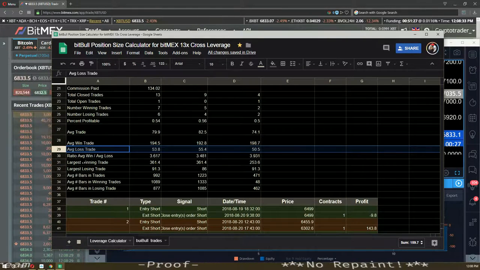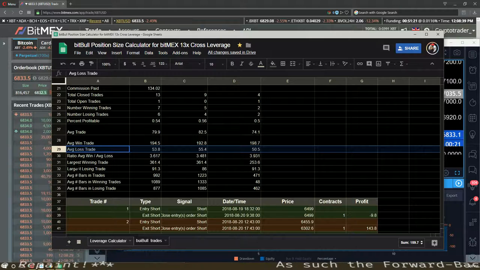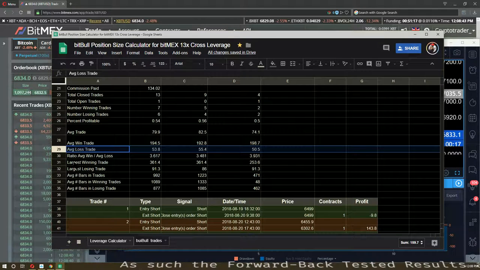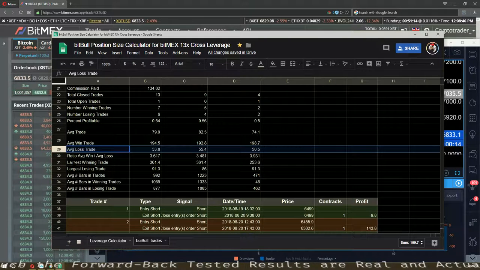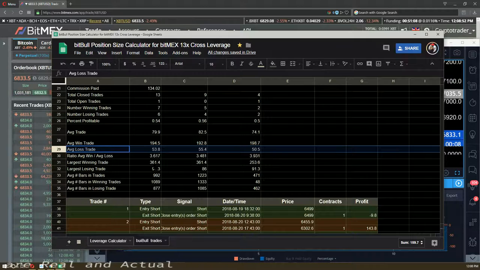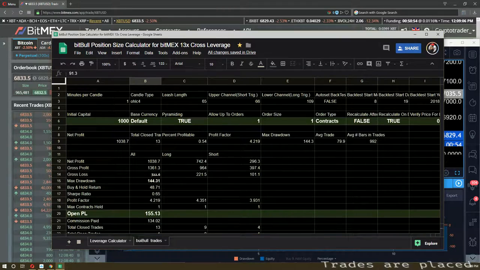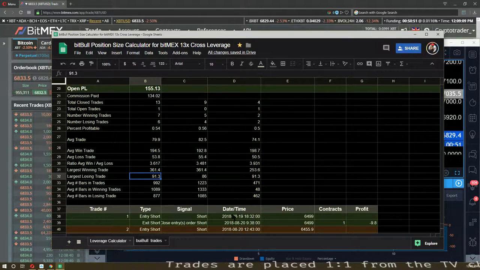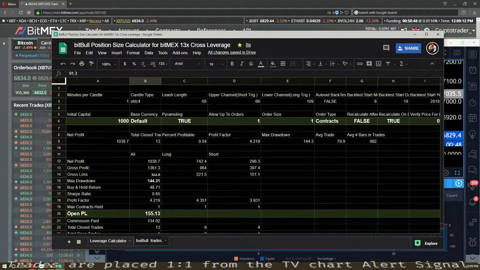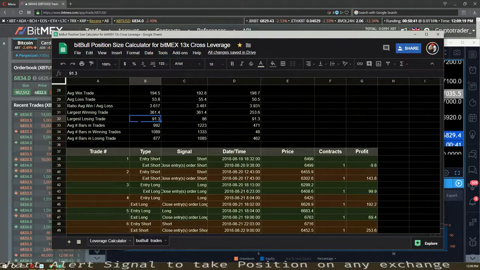Win $0.75 and lose a quarter, okay? Every trade, okay? Put it like you said, every trade, at the end of 7 days. Now, whether your losses come first or your wins come first might matter. The largest winning trade is $400. The largest losing trade is $91.